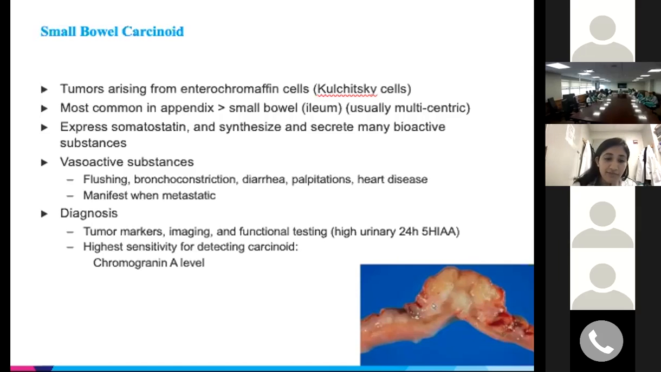So that occurs when the patient has either bronchial carcinoids, retroperitoneal mets, or hepatic disease that overwhelms the MAO system in the liver.